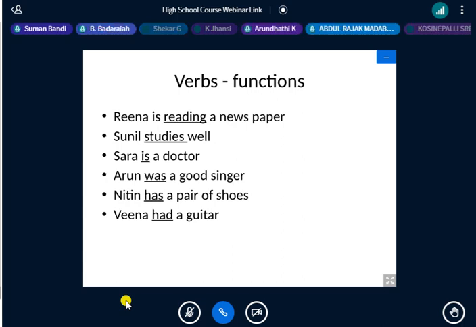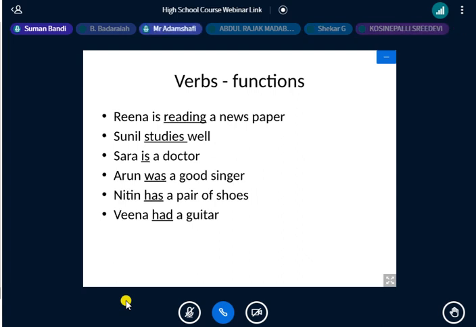First, we'll go one by one. The first one is action, represented in the first two sentences. This is the most important function of a verb. 90% of the time, verbs represent actions. Verbs are actions. This is the most important thing. This is common, and all of us know this.